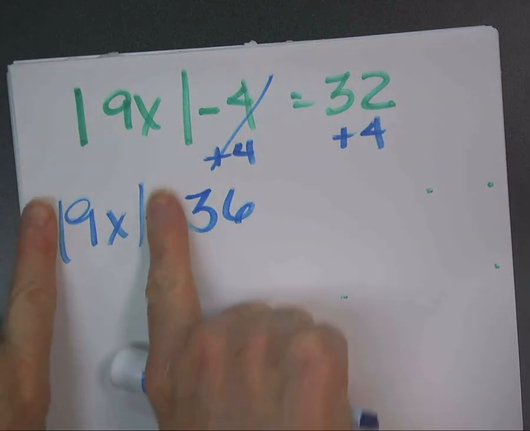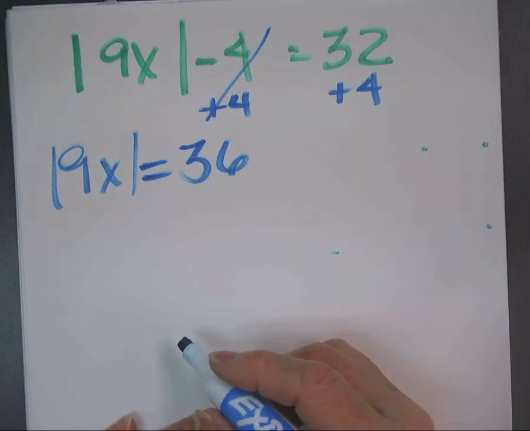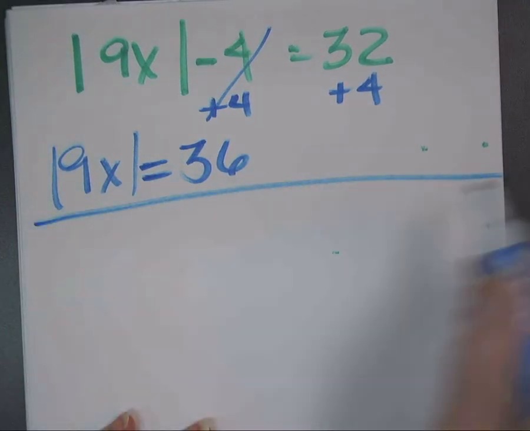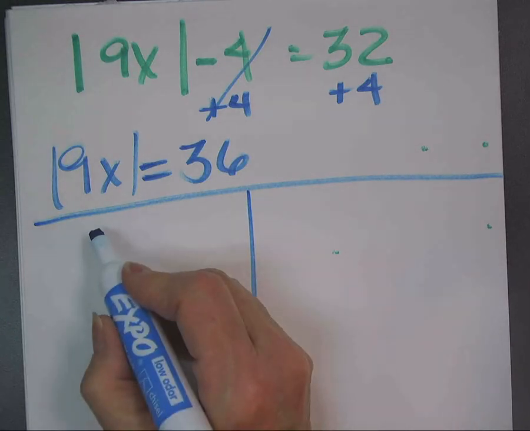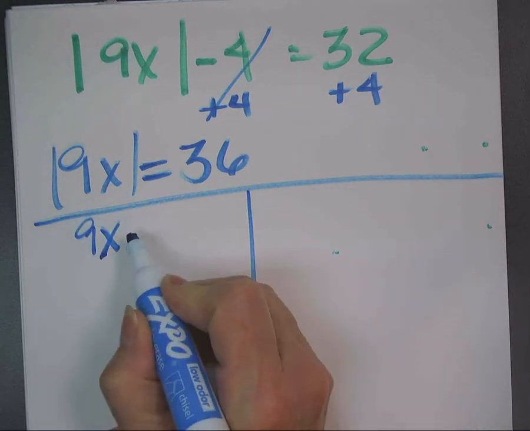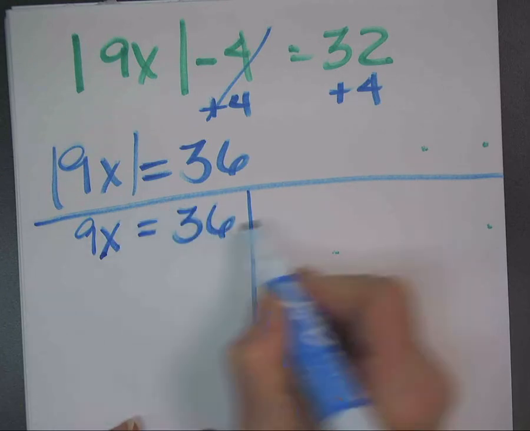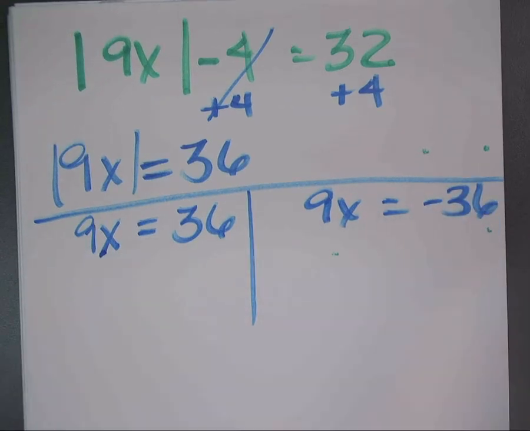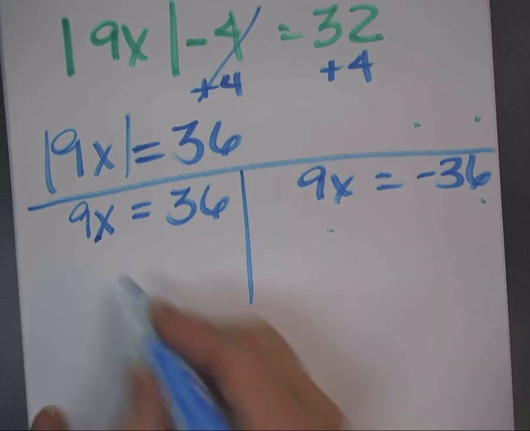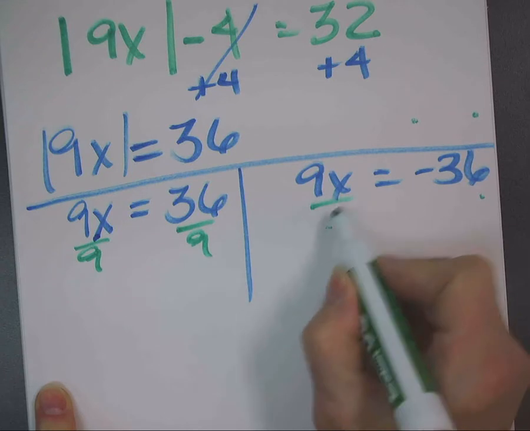Now how do you solve it when we have an absolute value? Vernon, do you remember what we do? You put the positive and then the negative on the other side. Positive 9x is the negative 36, something like that. Right. You solve for each side, for negative and positive, both sides, right? Then divide by 9.